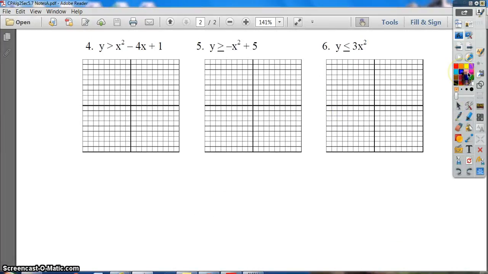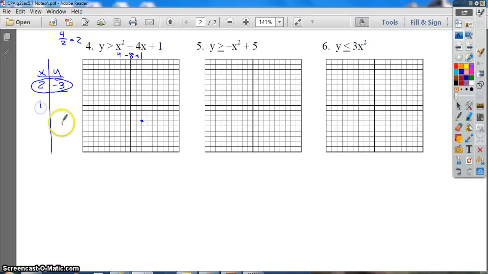Wish some of these were in vertex form so I could graph them more quickly. Okay, so let's solve for my vertex. Negative b, so that's 4, over 2a, which is 2. So when x is 2, I'm going to get 4 minus 8 plus 1. So that's negative 4 plus 1, negative 3. That's my vertex, 2, down 3.